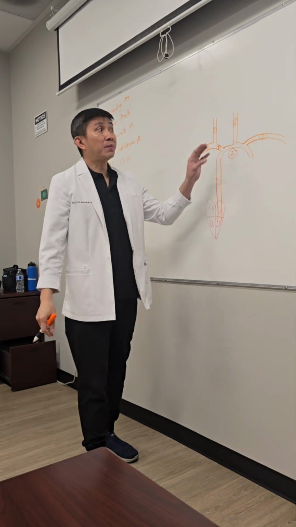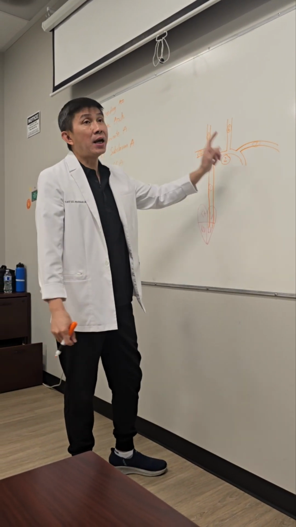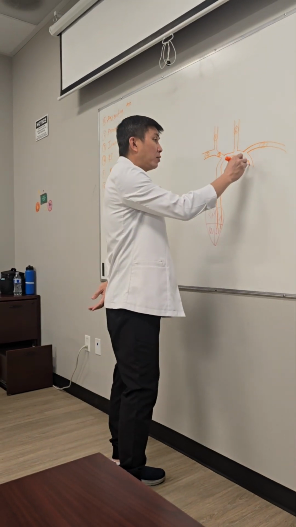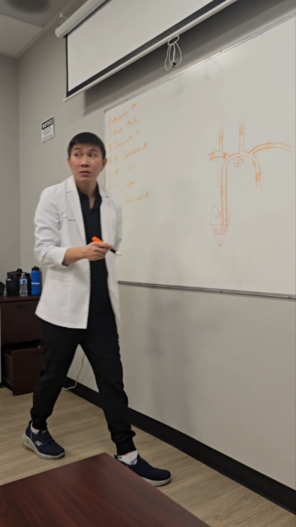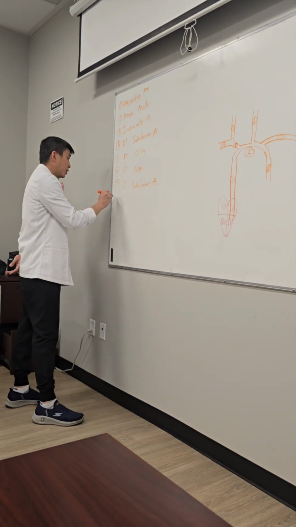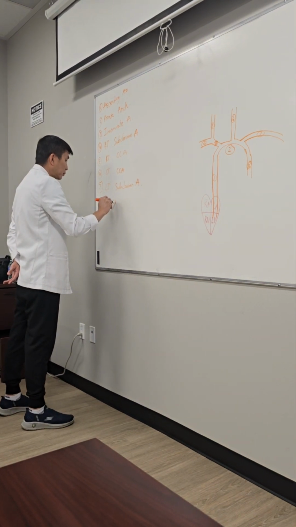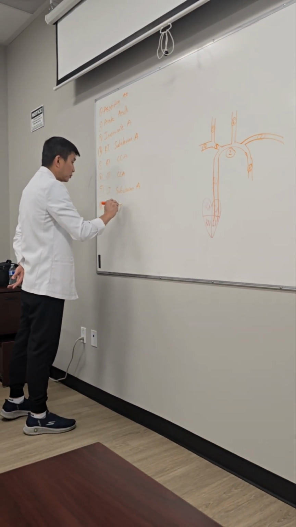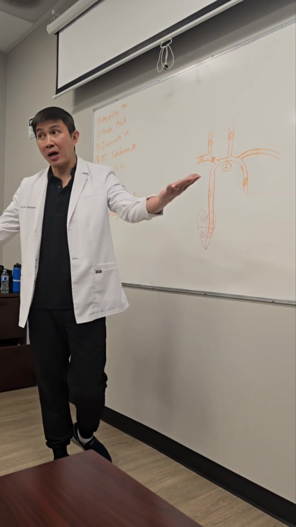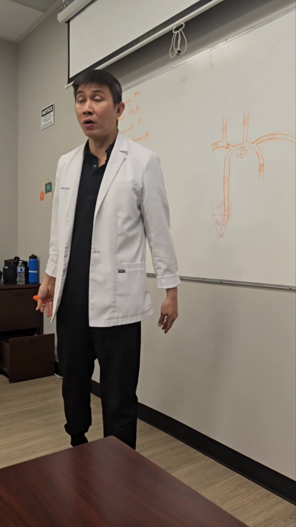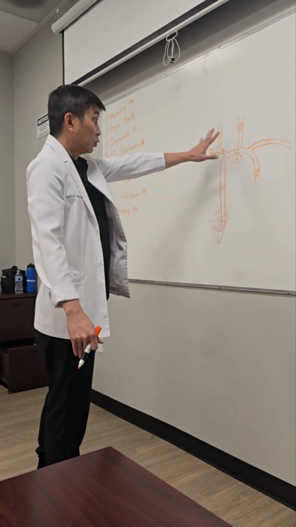After the arch gives out 3 branches, innominate, left CCA and left subclavian, it curves down and becomes number 8. What is it? Descending aorta for sure, because it goes down, right? So we stop here because when it goes down, it becomes the abdominal aorta, and that's not what we learn today. We learn from here up.